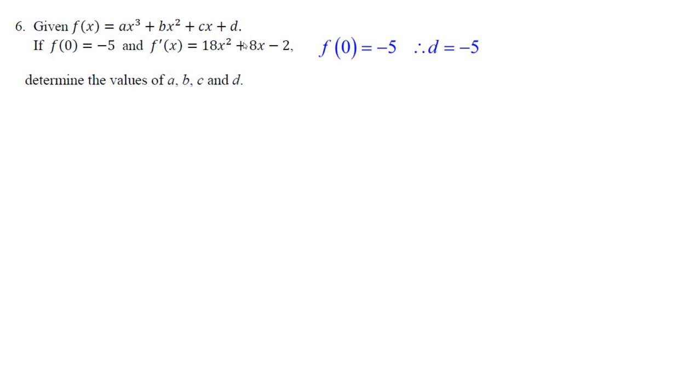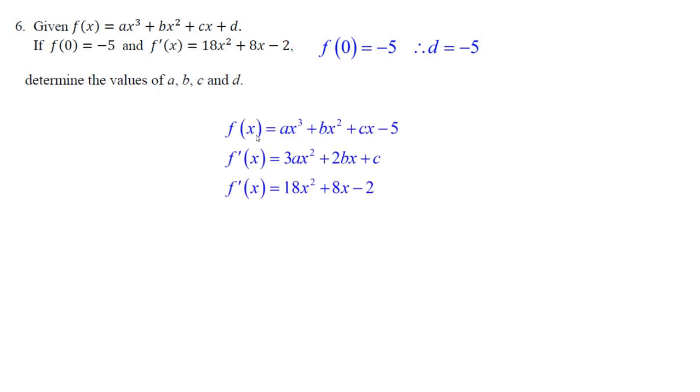Well, that gives us one thing. If x is 0, this d must be minus 5. Well, that's off to a good start there. So now we can say f of x equals ax cubed plus bx squared plus cx minus 5. Now let's just take the derivative of this. Well, there's your 3ax squared, your 2bx. Hey, we do this a lot. 1 times c. Now it's a thing of just comparing.